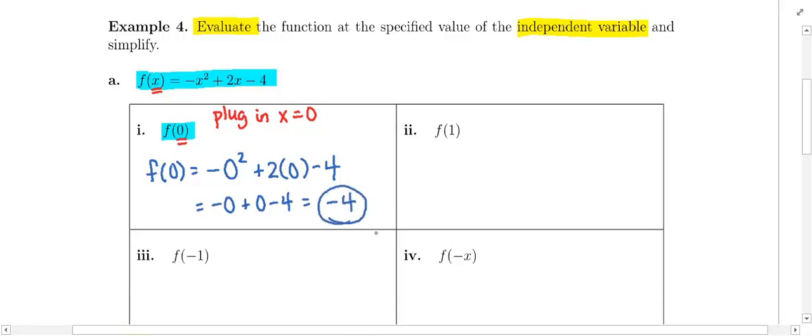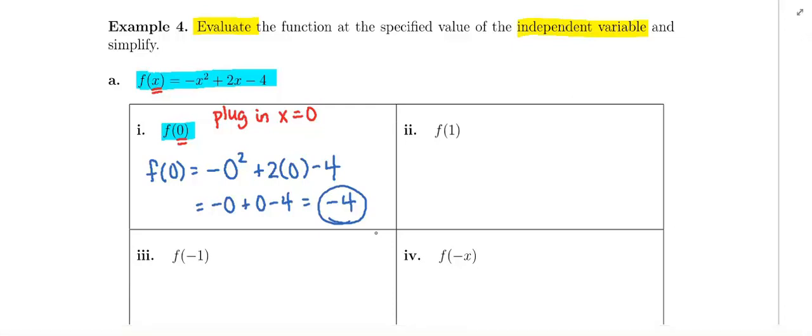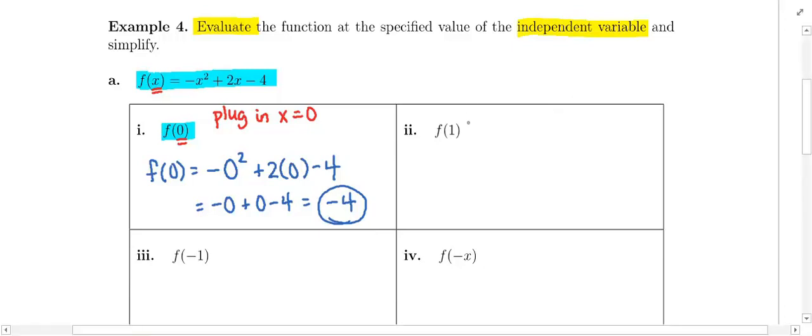The answer is the output. f of 0 meant to take 0 and plug it in everywhere you saw an x. The final answer is going to be the output from doing that. So the answer here is negative 4. All right, let's try the next one.